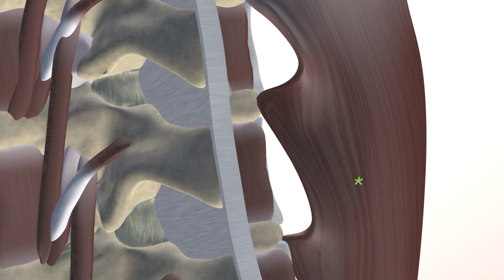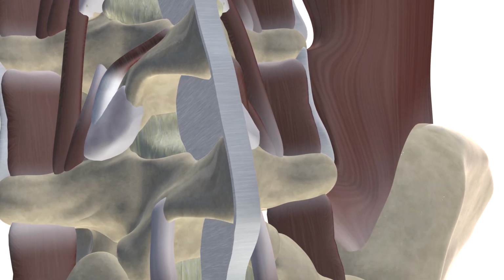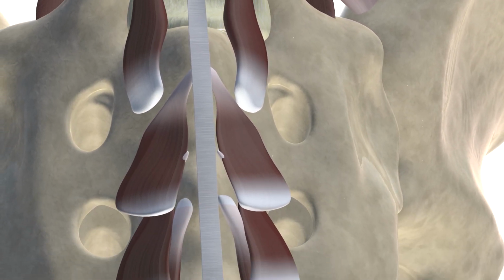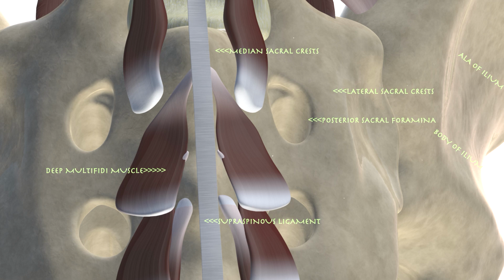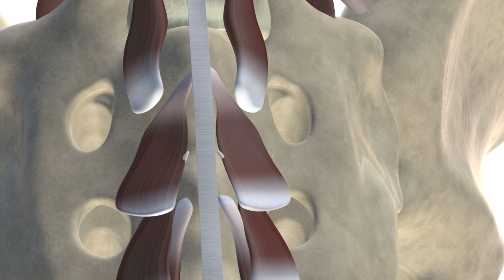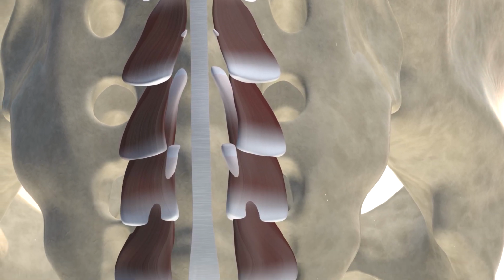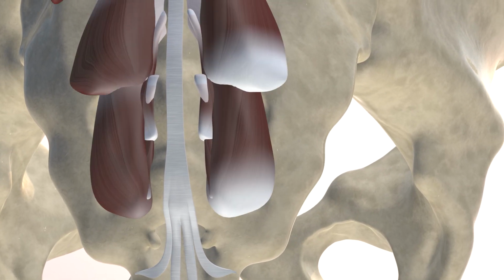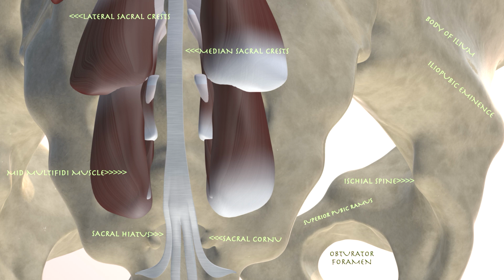Here's the quadratus lumborum muscle. Here again you can see a close-up view of the deep multifidi muscles. And you can also appreciate the posterior sacral foramina. And now we're adding another layer of multifidi muscles, which are essentially the mid-multifidi muscles over the deep multifidi muscles. You can also appreciate the sacral hiatus.